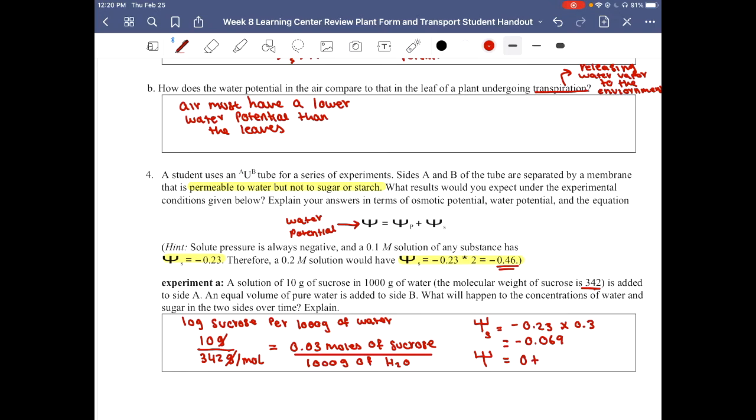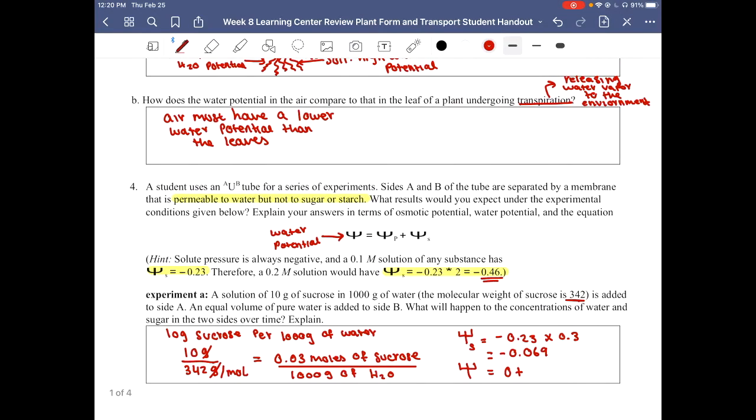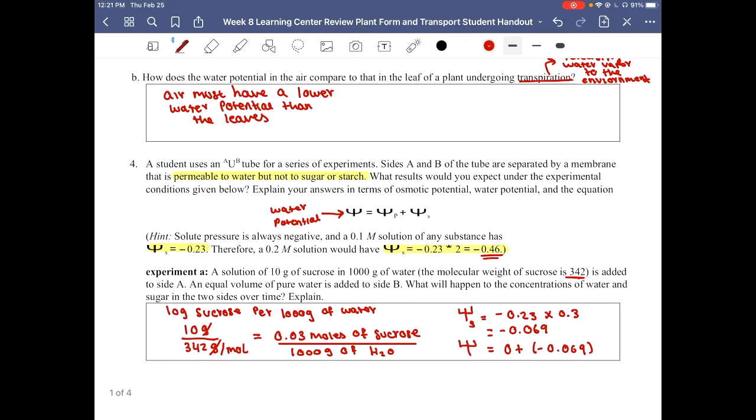So the pressure is 0, and then we just found the solute potential, so that's 0.069. And then when we calculate that, it's going to be the same. The reason we put 0 here is because pure water is on the other side. I'll make a note of that here.